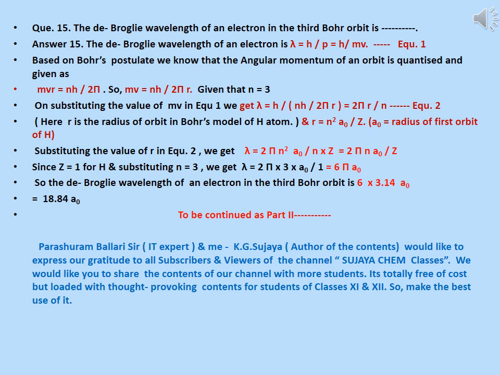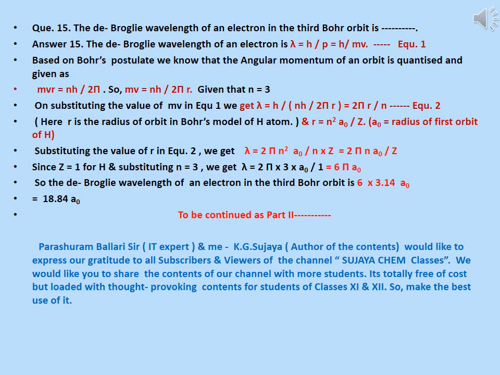Question number 15. It's the last question of part 1. The de Broglie wavelength of an electron in the third Bohr orbit is dash. So we need to find out the wavelength of the electron in the third Bohr's orbit. We have to make use of two mathematical expressions here. First, de Broglie wavelength of an electron.